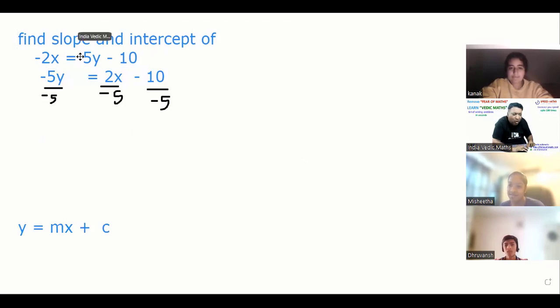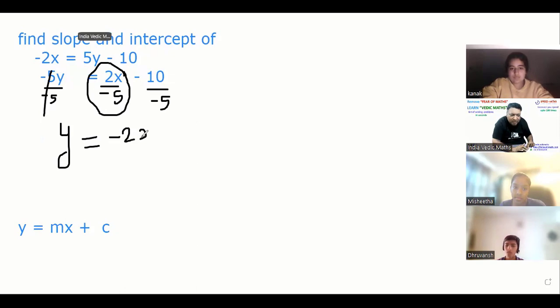Take it. So now this is gone. So y remaining, right? Naja? Yes, sir. What will come here? Minus 2x by 5, correct? And lastly, what will come? What is minus 10 divided by minus 5? What is 10 divided by 5? 2. Minus and minus cancel, become plus.